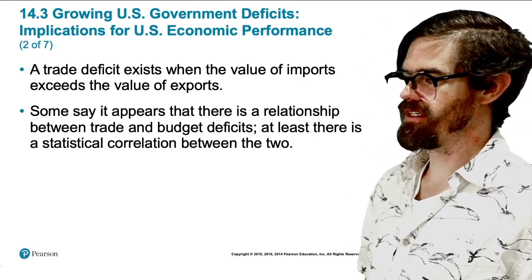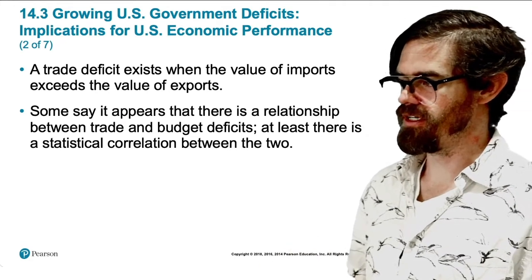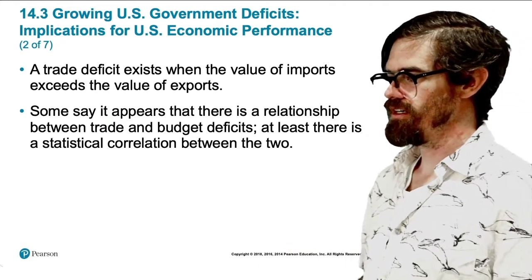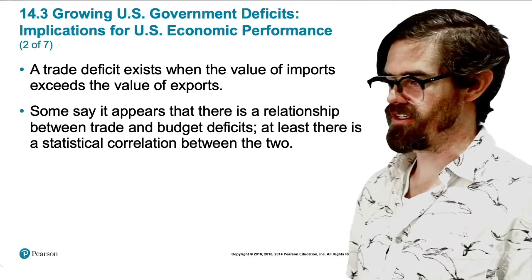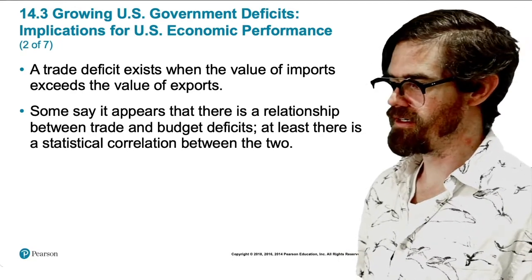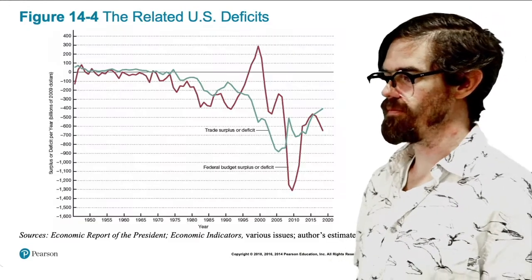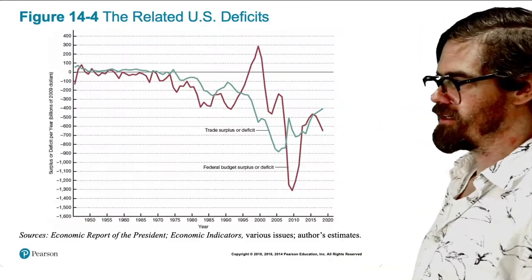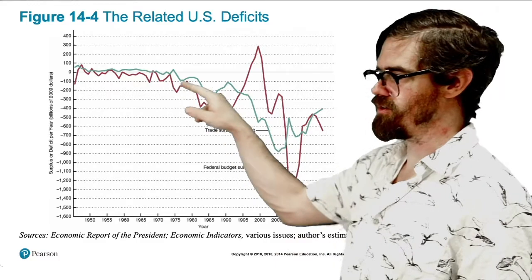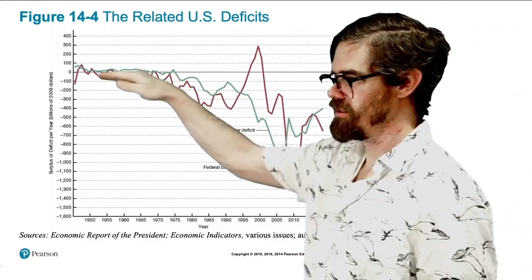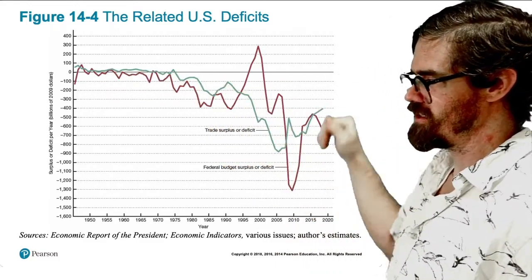And some economists say it appears that there's a relationship between trade and budget deficits, and that at the very least there's a statistical correlation, right? It may not be causal, but there's at the very least a correlation. So here we see them plotted on a graph, and we can pretty clearly see the correlation, right? They seem to move in the same directions.